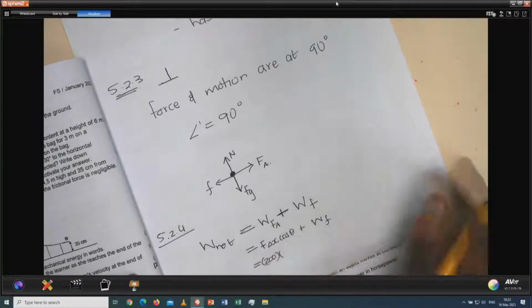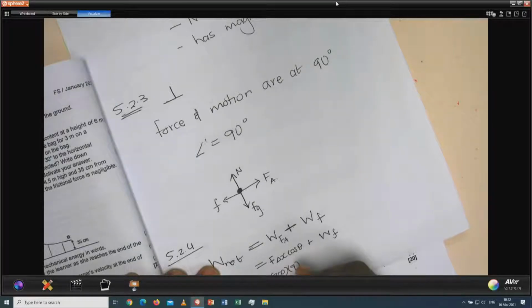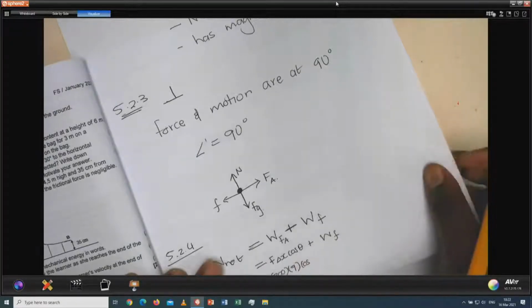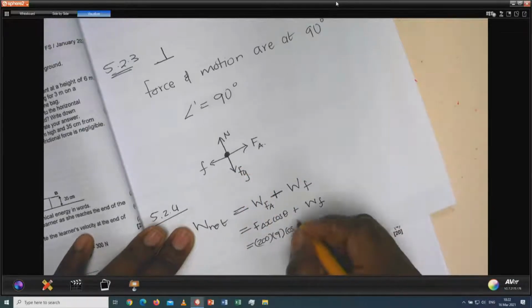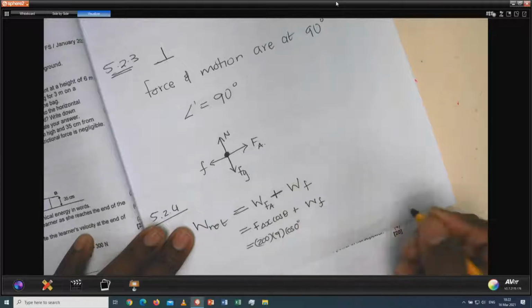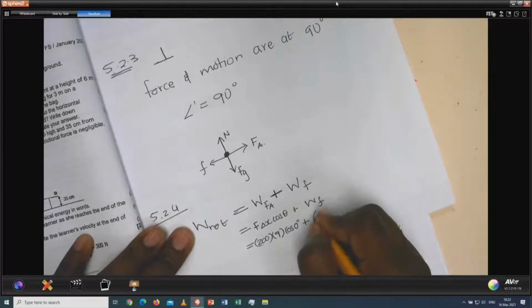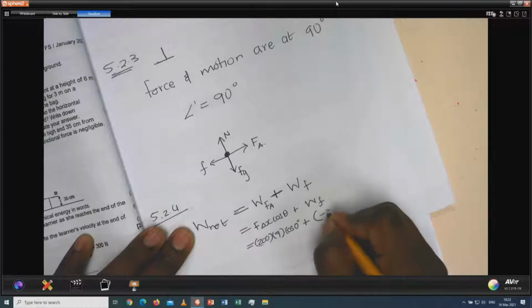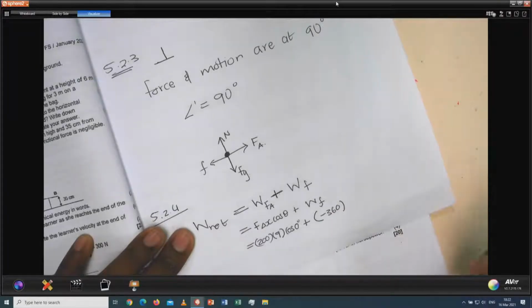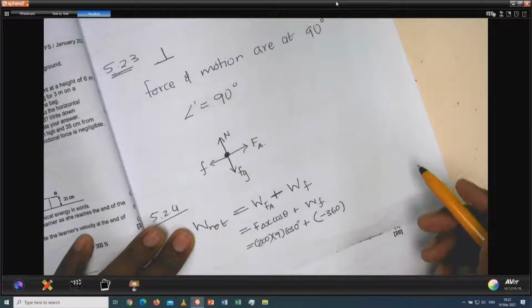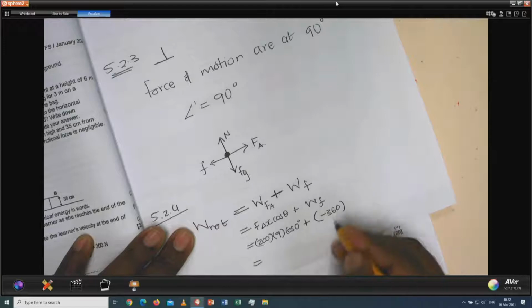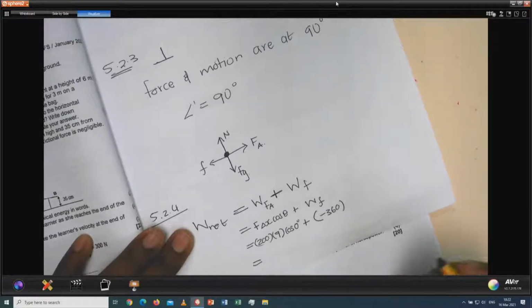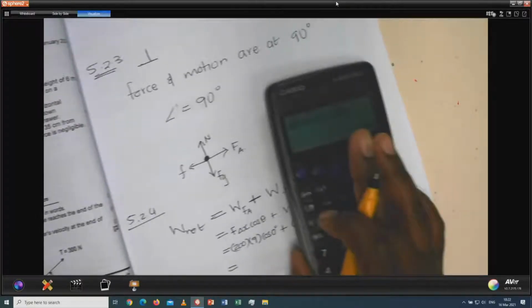Then we say the applied force has a magnitude of 200 times the change in position, which is 9, times cos. This applied force is in the same direction as the motion, so the angle theta here will be 0 degrees, plus the magnitude of the frictional force. I said work is a scalar quantity, so this is magnitude. This negative has nothing to do with direction, it just indicates that energy is being lost by the system.